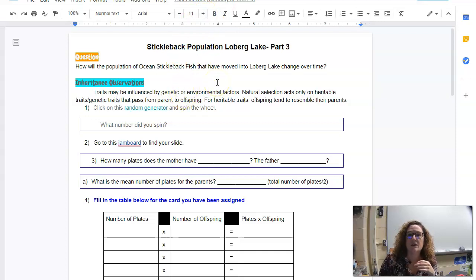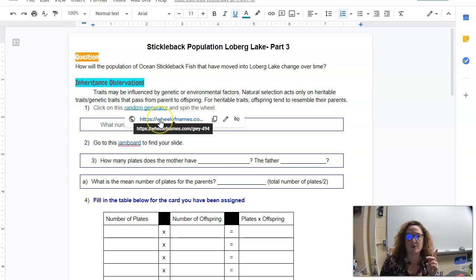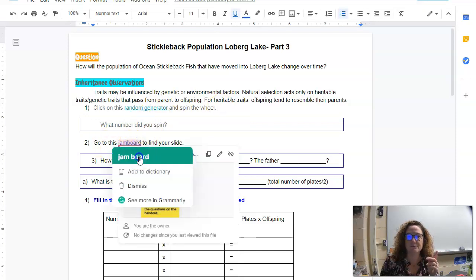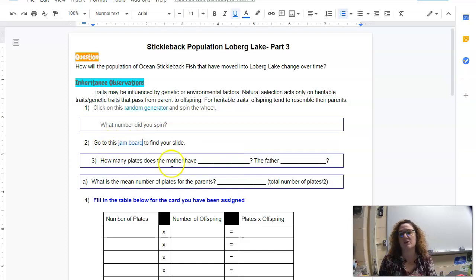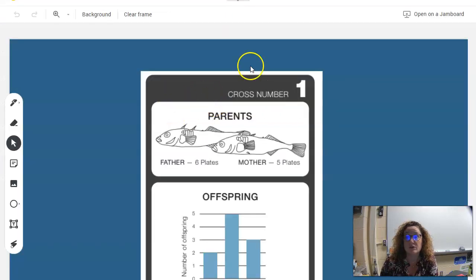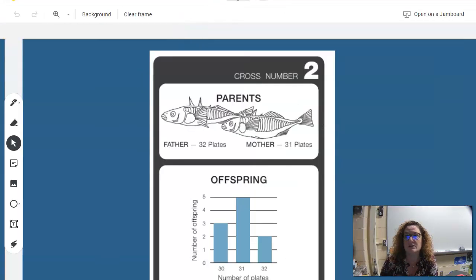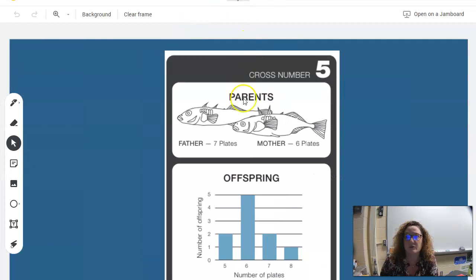Essentially, you're going to use the random generator again. There are 17 different cards, and you're just going to evaluate one of them. You'll pick a card, and then go to the Jamboard. When you get to the Jamboard, you'll go to the slide for the fish that you chose, whatever cross you got. So let's say I got 5. I'm going to go to cross number 5.